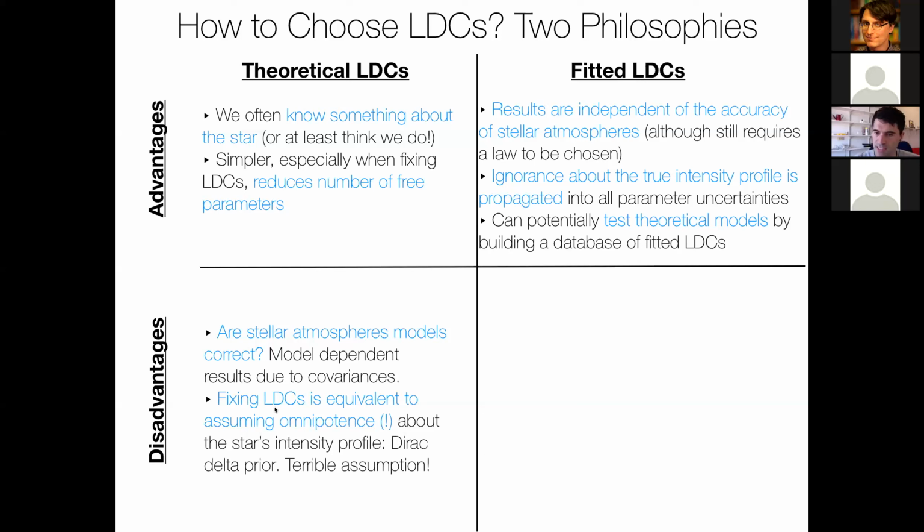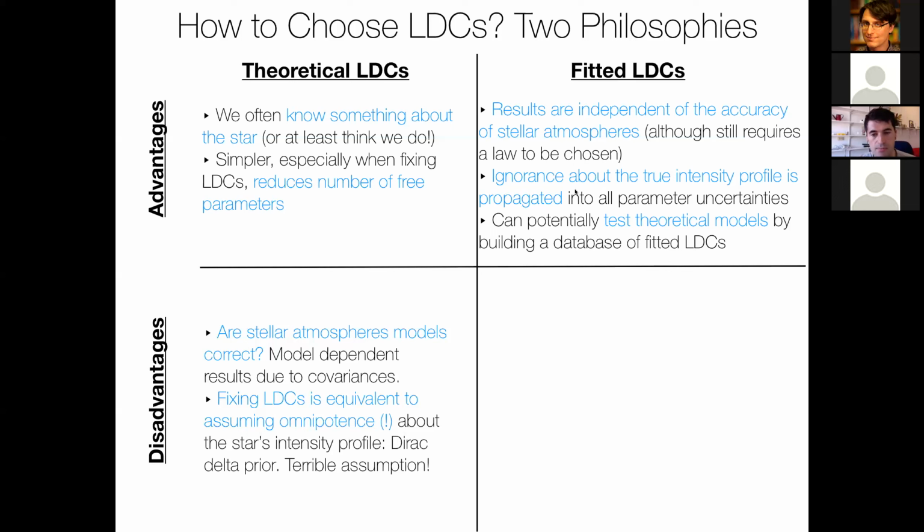So even though you have a great spectra and you think you know the effective temperature, in some cases I can imagine it being possible that the planet is not going around the object you think it's going around. And therefore, assuming that you know the stellar atmosphere really well is actually a really bad assumption. And you get around that by fitting limb darkening coefficients. And you can actually perhaps look for that. You can actually use the information you're gaining as a test for this hypothesis. The other nice thing is the ignorance about the true intensity profile is propagated into all parameter uncertainties. So in a way, you know, you're being more conservative.